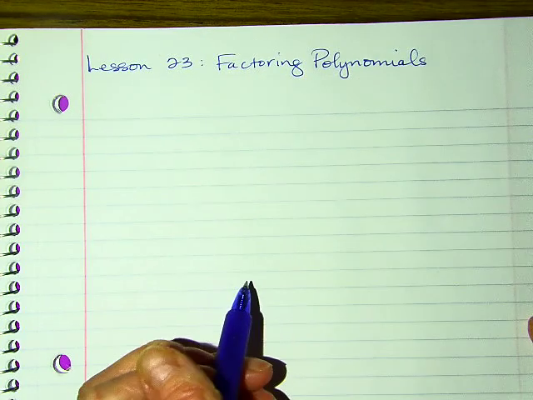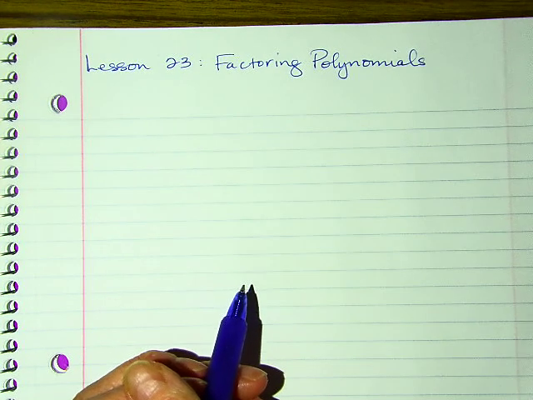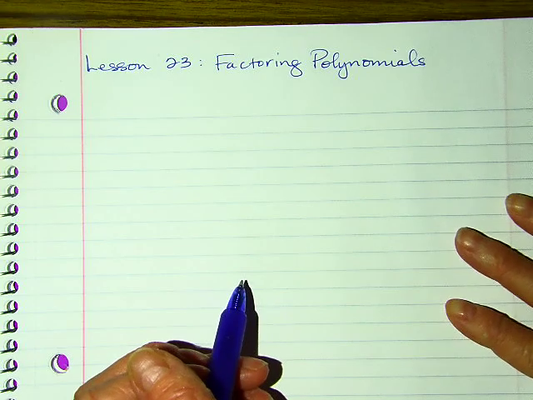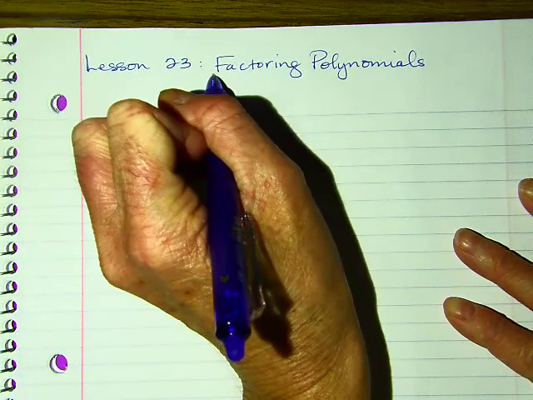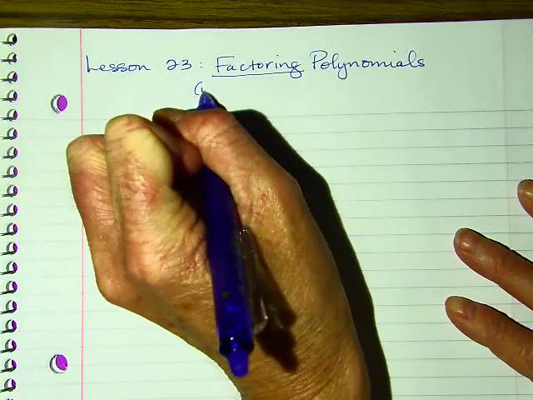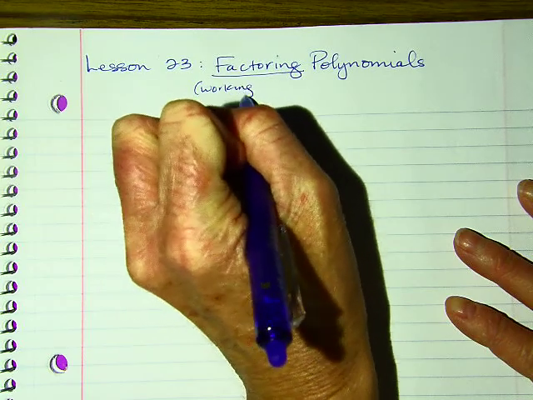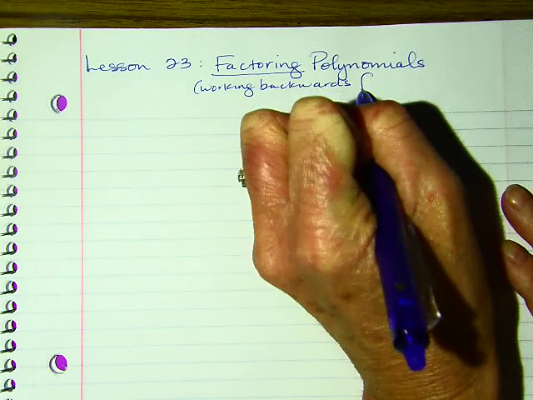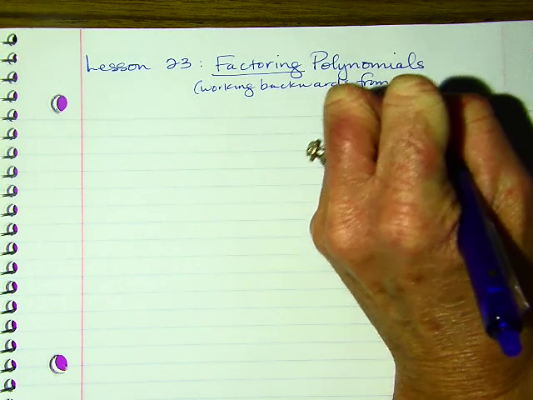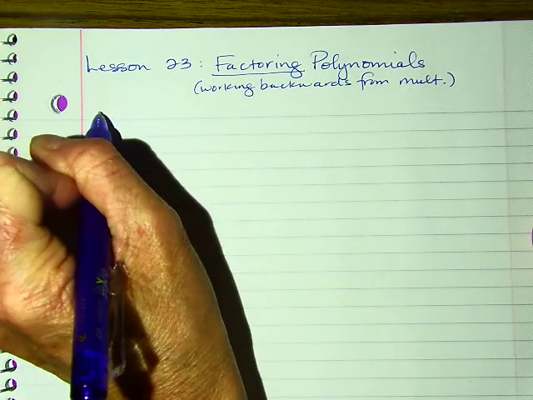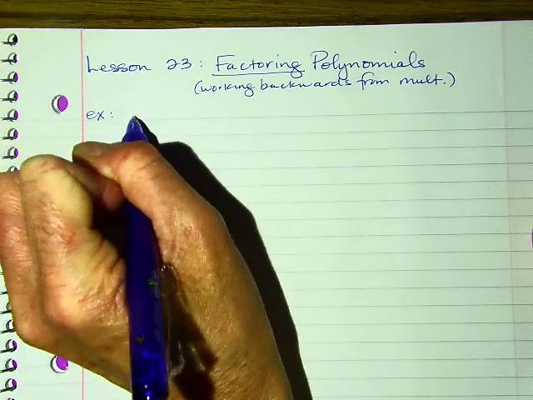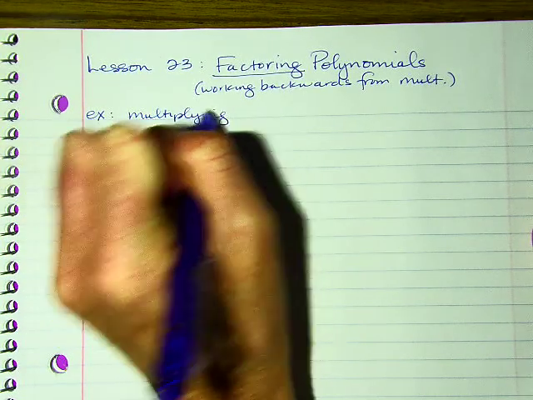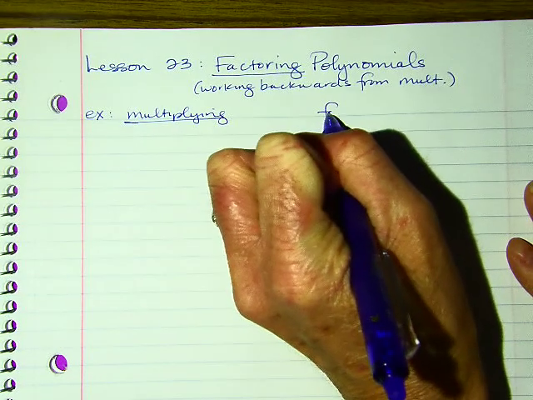So, factoring is when we're working backwards from the result to figure out what produced it, the factors. So, when we're factoring, it's like working backwards from multiplying. So, for example, when I'm multiplying versus when I'm factoring.